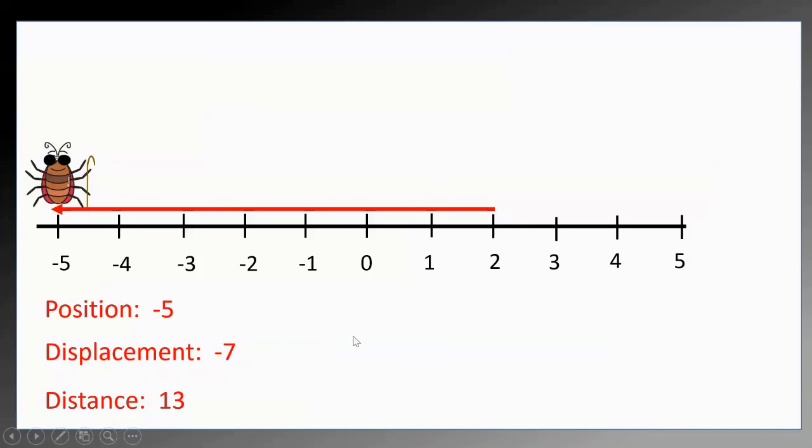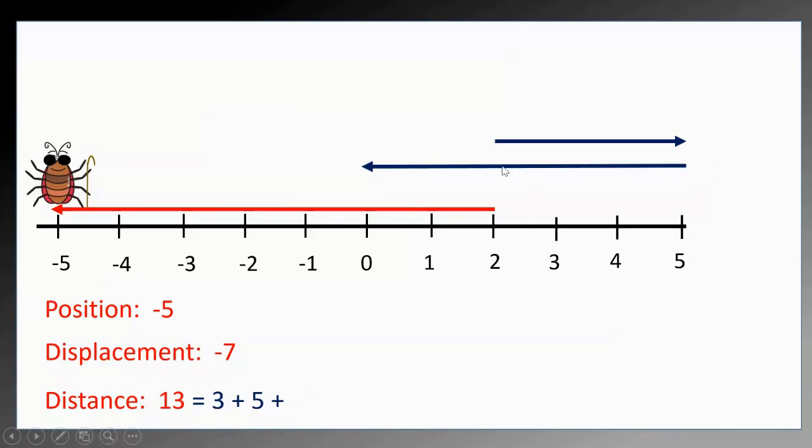Distance is 13, right? So let's say we weren't watching him the whole time. We just heard that he went from here to here to here. Okay, we could figure out the distance just by adding up all the different segments of his journey. So he moved 3 to the right to get the first Cheeto. Then he moved back 5 to the left to get back to 0, right? And then 5 more to get over here. Okay, so if you add those all together, 3 plus 5 plus 5, you get 13. Okay, so that's distance, displacement, and position.